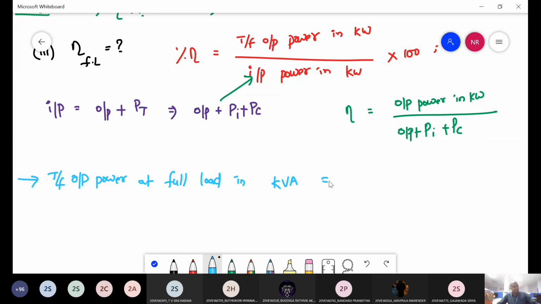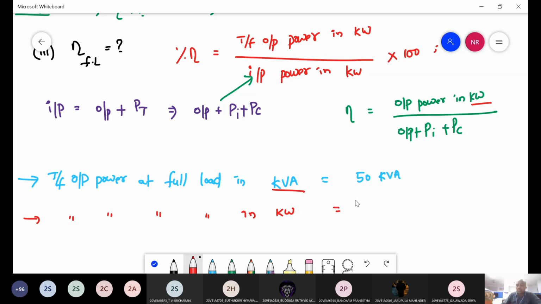Whatever the kVA rating is given, that is the transformer output power in kVA. How much is it? 50 kVA. Then, transformer output power at full load in kVA. But I don't want it in kVA, I want output power in kW. That's why here I'm writing: transformer output power at full load in kW.